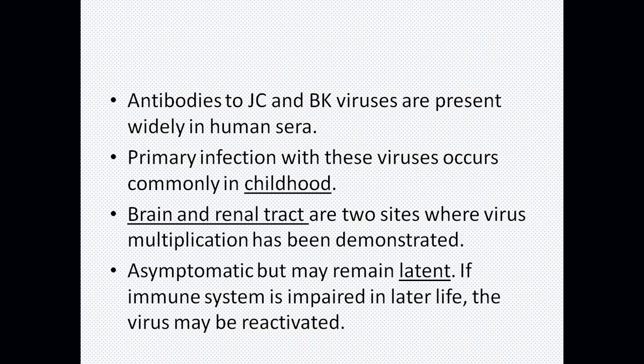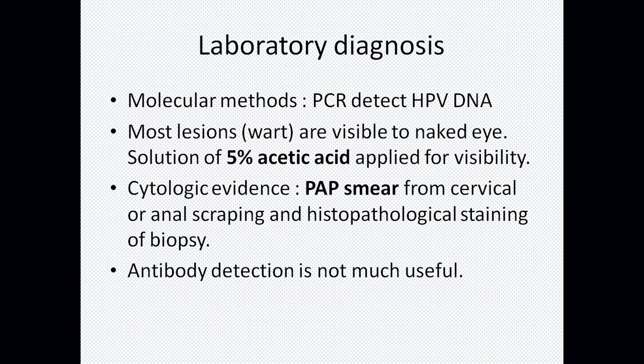Antibodies to JC and BK viruses are present widely in human sera, and the viruses commonly cause primary infection in childhood. The brain and the renal tract are the two sites where the virus multiplies. Mainly they are asymptomatic, but may remain latent. That means if your immune system is impaired in later life, the virus may be reactivated. There is no particular infection that has been noted.